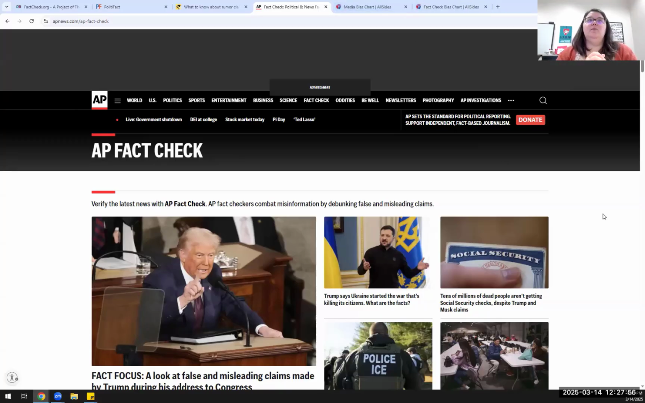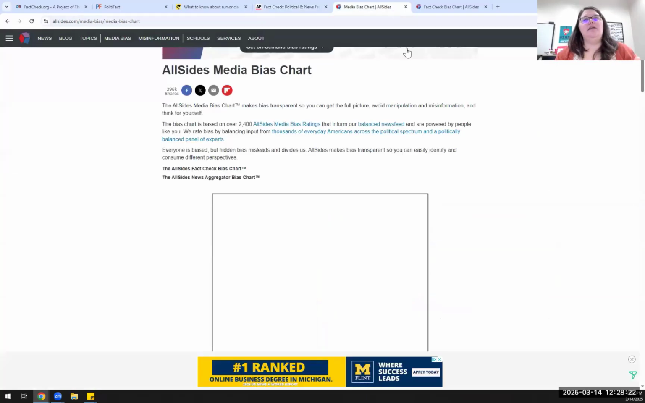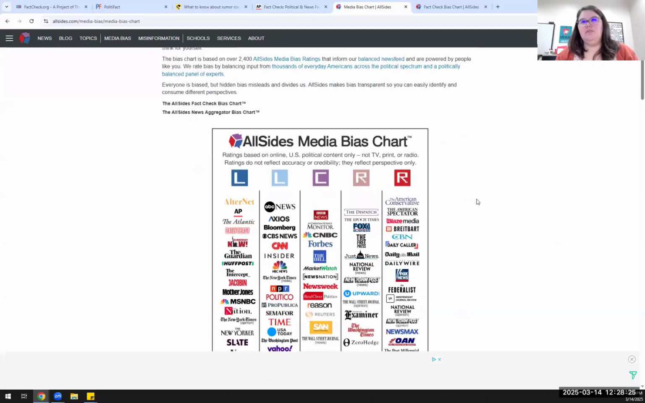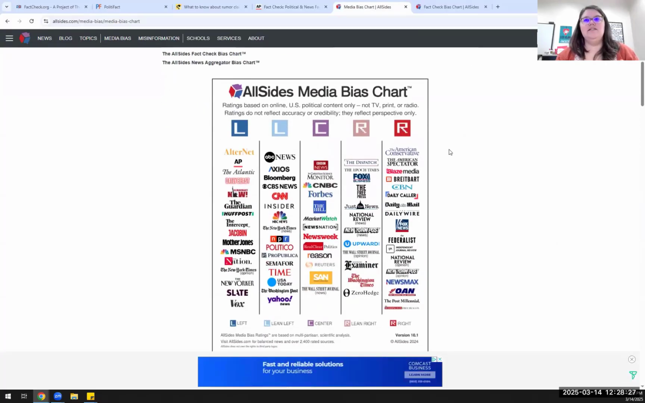Now, when it comes to journalistic fact checkers in general, there is some bias that comes with these. A lot of them tend to be what some people would call left-leaning. But in this day and age, being centrist, there's no real center in my opinion, okay? But there are charts out there that will kind of guide you a little bit. The All Sides media bias chart, for example, is one that does this.